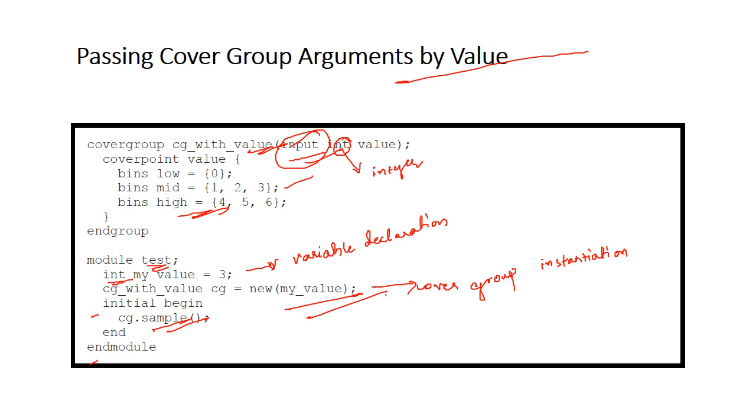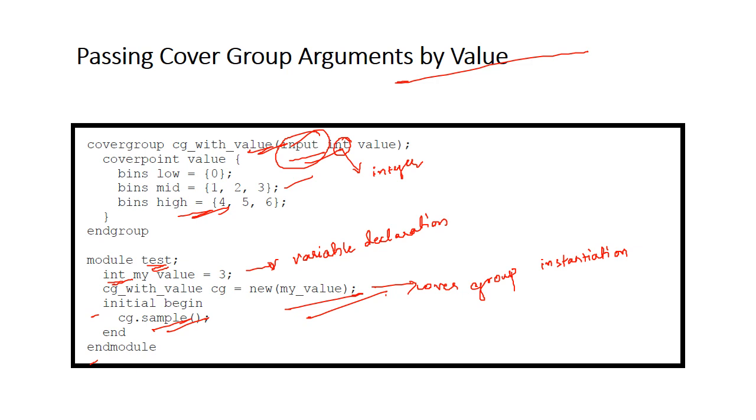Then you have a cover group instantiation. So here the cover group instantiation has been done. That is, cg_with_value cg = new(my_value) is the instantiation of the cover group, which is going to create an instance of the cover group cg_with_value and passes my_value by value. This is how passing the cover group arguments by value is taking place here.